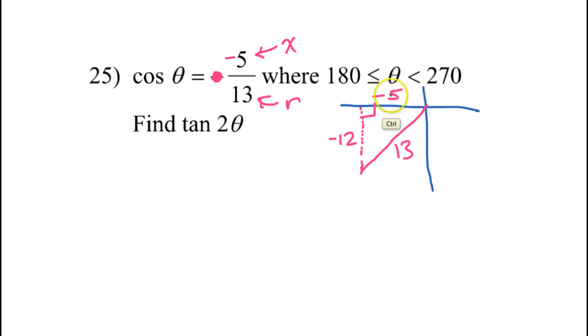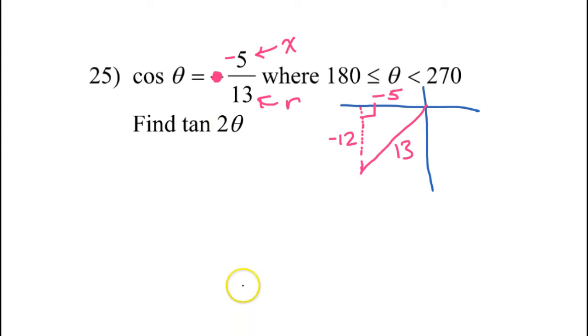Okay, I've memorized this one, 5, 12, 13. It's one of those Pythagorean triples, but you could do the Pythagorean Theorem to find it. Of course, it has to be negative because this is down, all right? So a y value would be negative in the third quadrant. All right, so now we are all set.